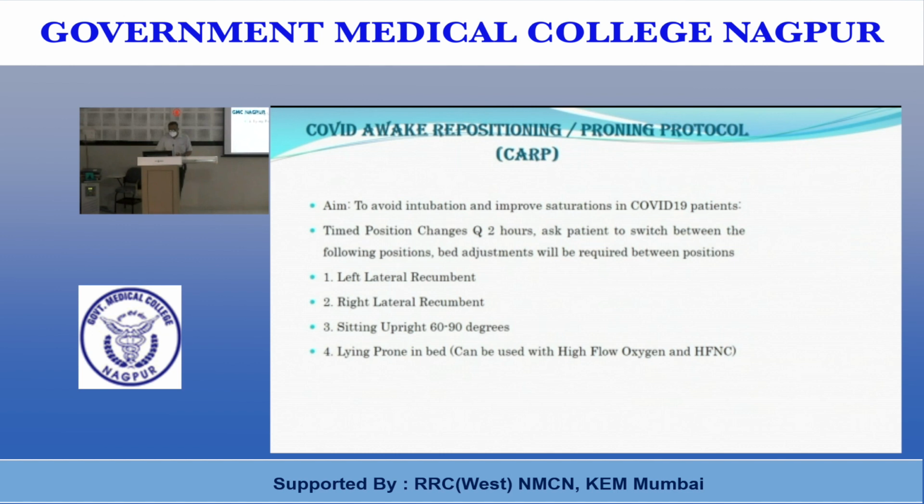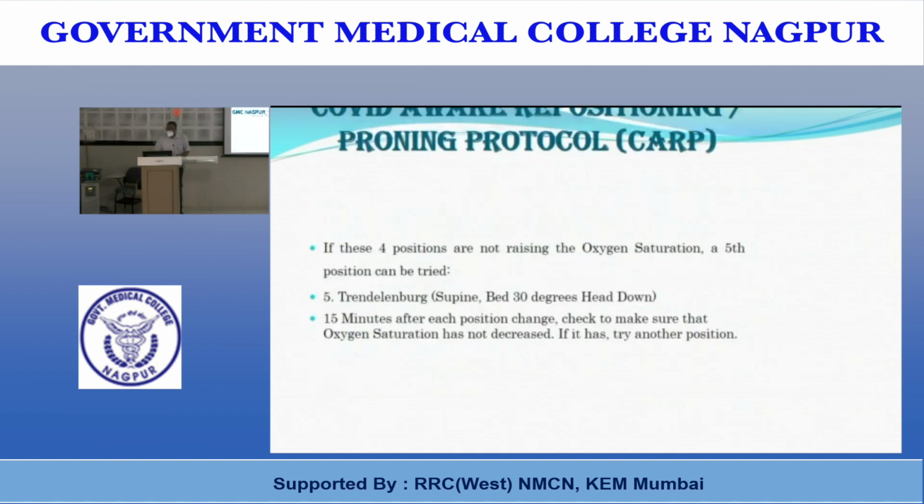For the first 2 hours, the patient should be in left lateral recumbent position. Then the next 2 hours, right lateral. Then 2 hours sitting upright at 60 to 90 degrees. And the fourth is lying prone in the bed. This can be used with high flow nasal oxygen. If these 4 positions are not raising the oxygen saturation, the 5th position we can try is Trendelenburg: supine position with the bed 30 degrees head down. And 15 minutes after each position change, check to make sure oxygen saturation has not decreased. If it has, try another position.